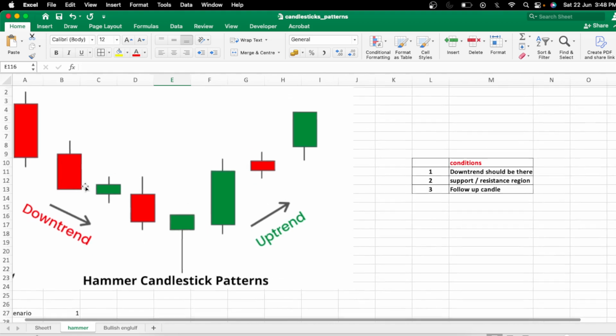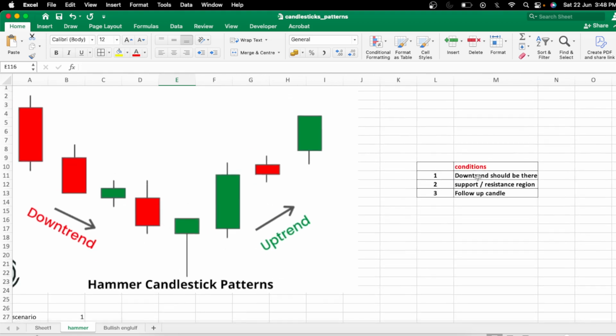What is to be noticed here is that these three conditions have to be satisfied. What are the three conditions? Since we are talking about reversal, there has to be a trend from where we are expecting the reversal. If we say that after a hammer we are expecting an up move, then there has to be a downtrend. If there is a downtrend and after that a hammer candle forms, that is when we are interested.